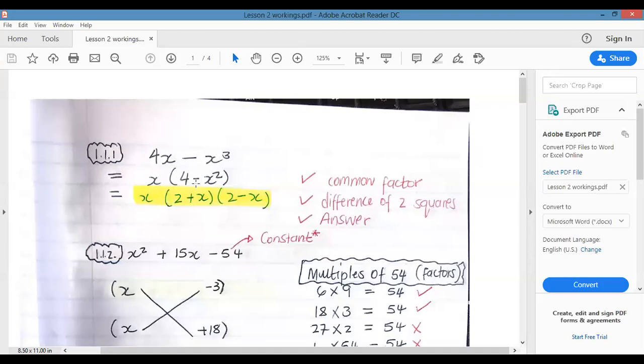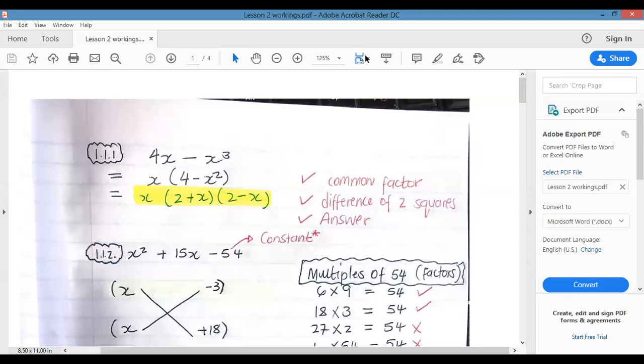Here you have what? You have a difference of two squares. You should know difference of two squares by now. Difference of two squares means that you must expand your brackets in two. So you must have 2 plus x, close brackets, open bracket, 2 minus x. Then you have factorized fully. I hope it makes sense.